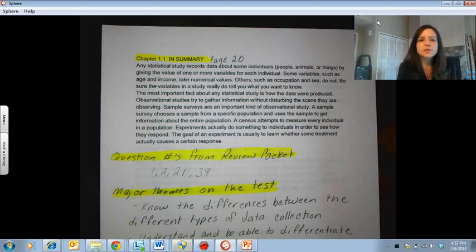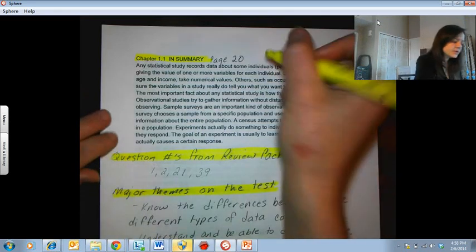Starting review for Chapter 1 for the big test, I'm going to start with Chapter 1.1. I'm going to start with the chapter summary on page 20. So you can turn to your book on page 20 and follow along with me. Chapter 1.1, in summary, any statistical study records data about some individuals.